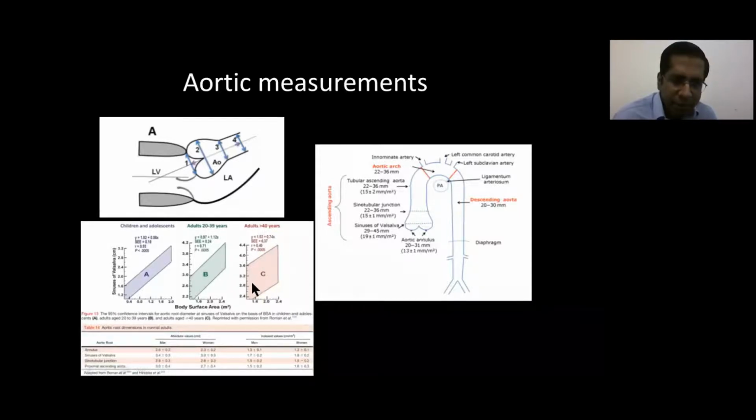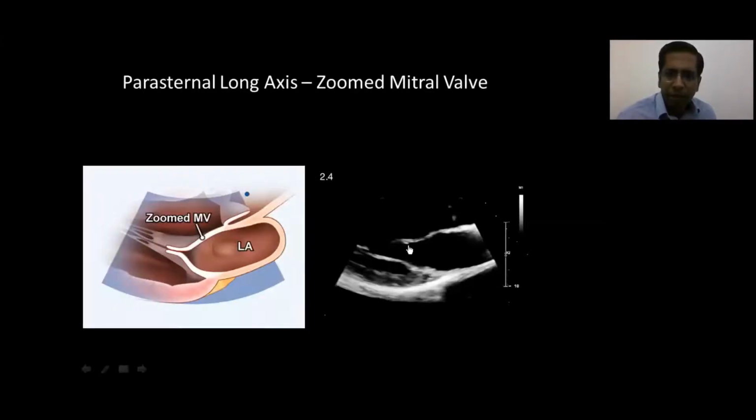If it fits within this box in any of these age groups, that means you are good. If it is outside the box, then you know that it is dilated. And again, it differs for males and females. You may not be able to see the details, but the idea is not to confuse you with the details. The idea is to highlight that these nomograms, measurements and other guidelines are available for aortic measurements.